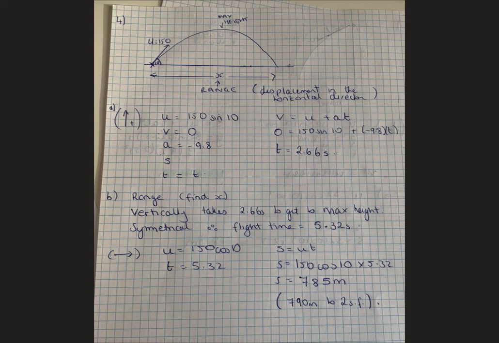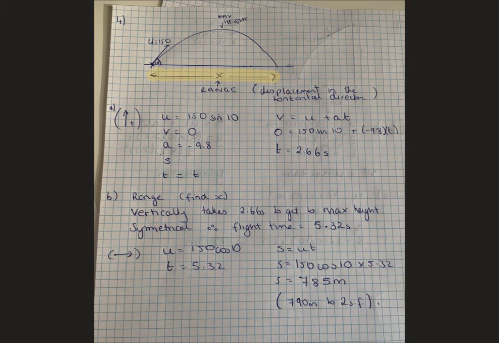Now part B, you've been asked to find the range. The range is just this distance here to here. It's the displacement in the horizontal direction. Now, you know that there's no acceleration in the horizontal plane. There's no forces acting, and it's just constant velocity. So if you're trying to find that distance, you clearly need to know the time.